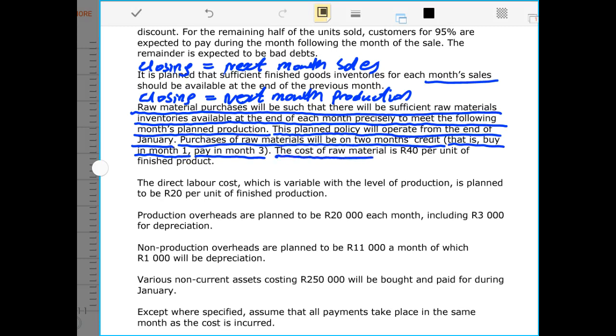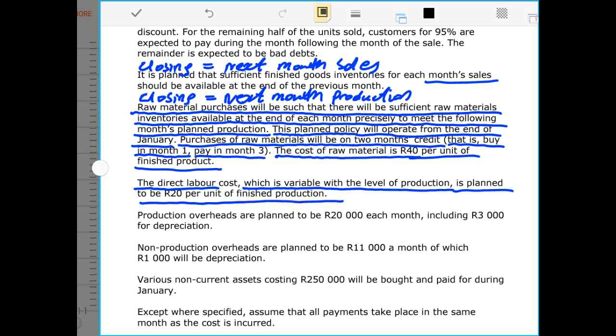The cost of raw material is 40 Rand per unit of a finished product. So now the cost of raw material is per unit, not per kg. So we just need to know the number of units, which will be multiplied to get to the total cost of the material. Then they give us the direct labor cost, which is variable with the level of production and is planned to be 20 Rand per unit of a finished product. That will be our direct labor cost.